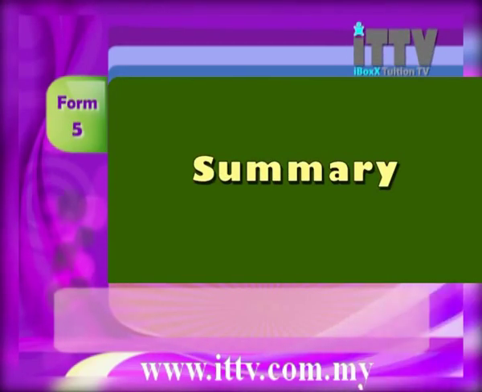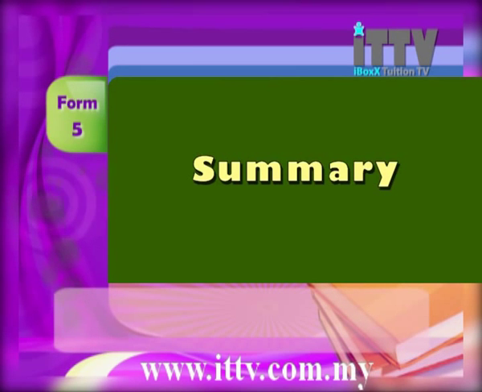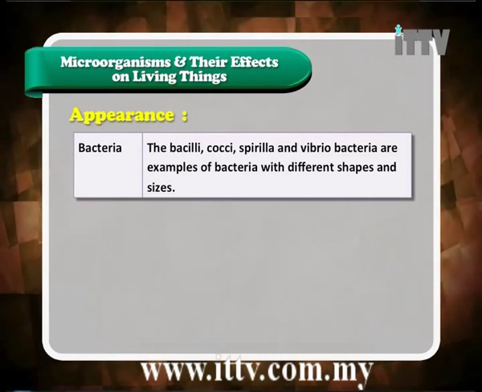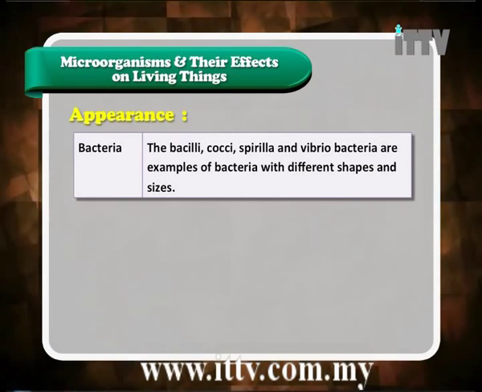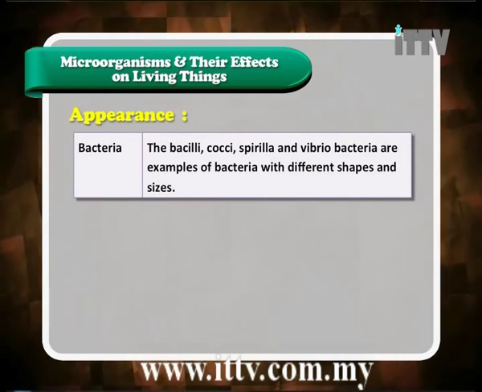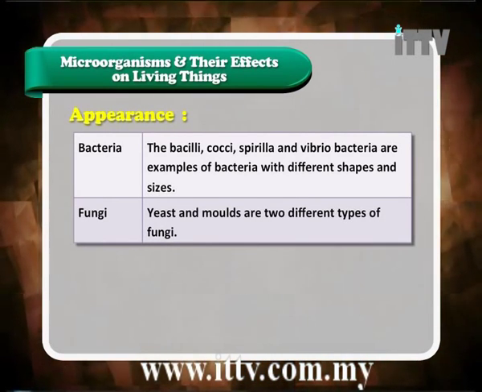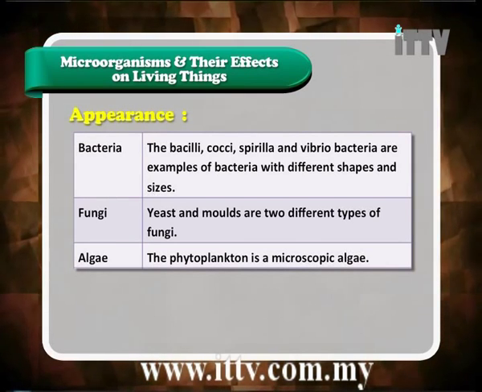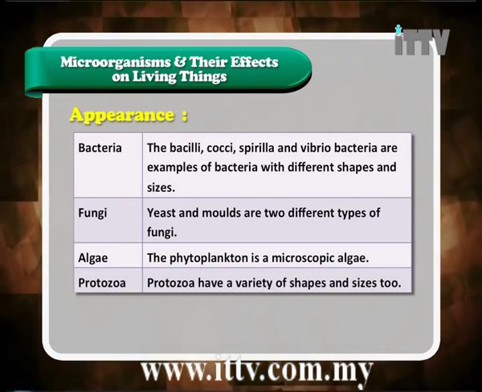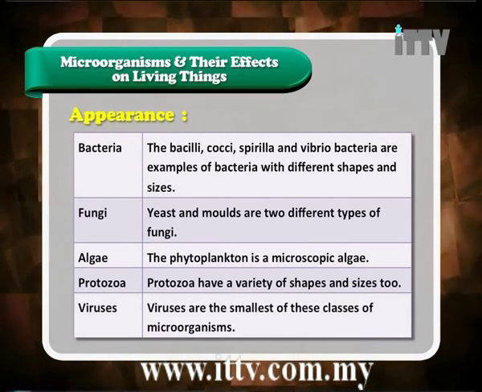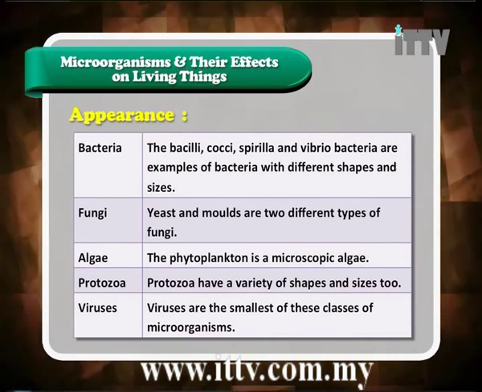Now let's summarize what we have learned today. Let's look at how these microorganisms appear. Appearances for bacteria. The bacilli, cocci, spirilla and vibrio bacteria are examples of bacteria with different shapes and sizes. Fungi. Yeast and molds are two different types of fungi. Algae. The phytoplankton is a microscopic algae. Protozoa. Protozoa have a variety of shapes and sizes too. Viruses. Viruses are the smallest of these classes of microorganisms.